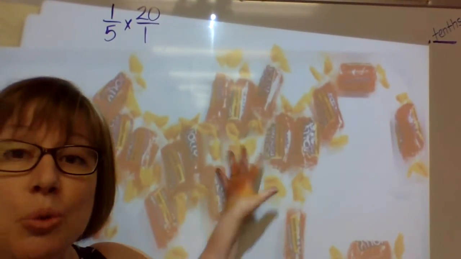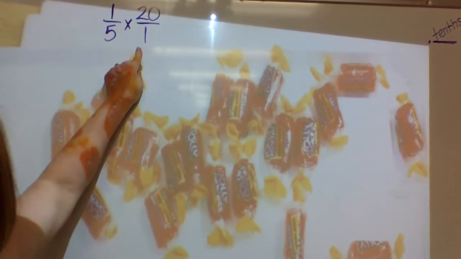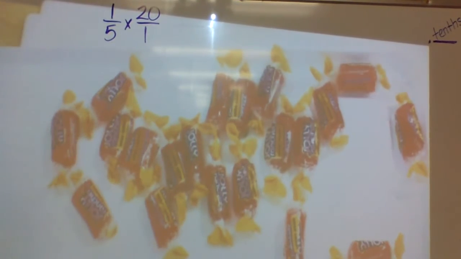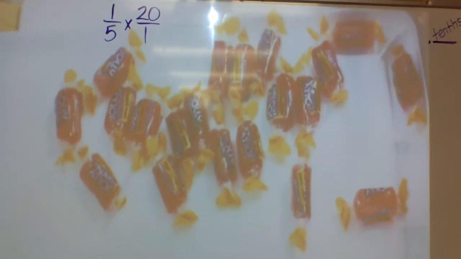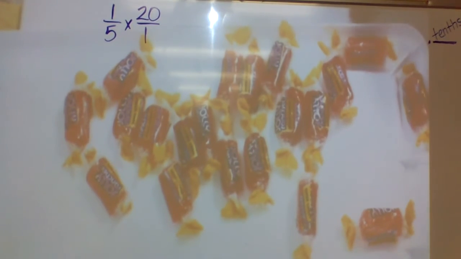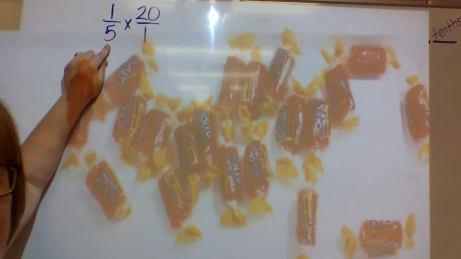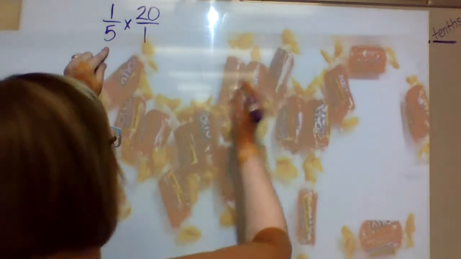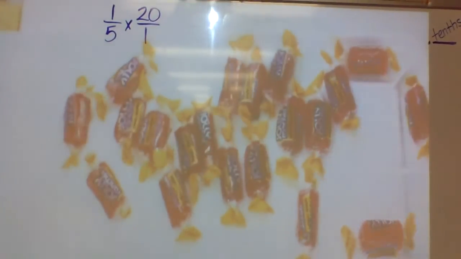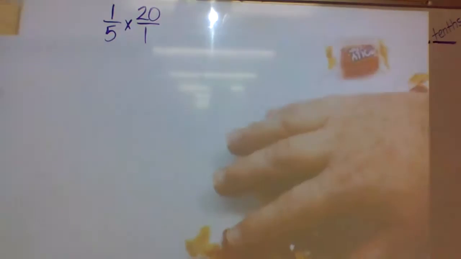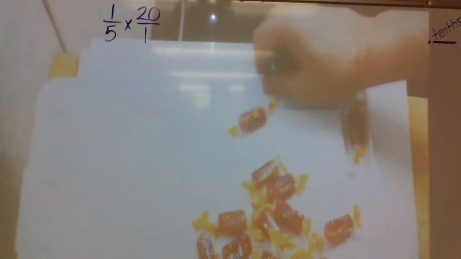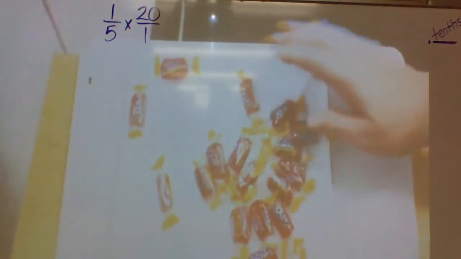All right, so there's 20 of these because our problem was what is 1/5 of 20. And now you can hardly see that because it's not very white. Okay, so the denominator says 5. So we're going to make it into 5 groups. Okay, so I'm going to push them out of the way. I may have to go out a little further here. There we go. Okay, so we'll make 5 groups.